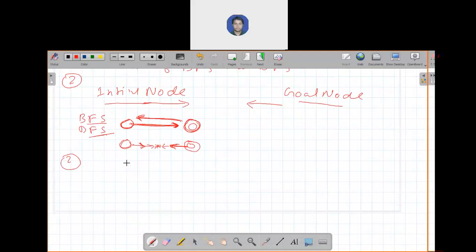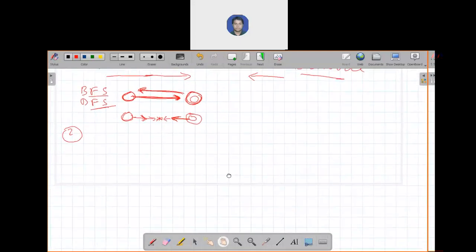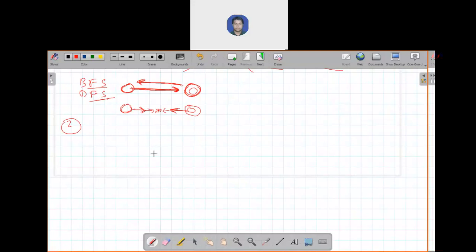Is it clear to all of you? Yes, sir. Okay, so graph. You always implement this bidirectional search in a graph. You cannot implement it in a tree because a tree is one directional.